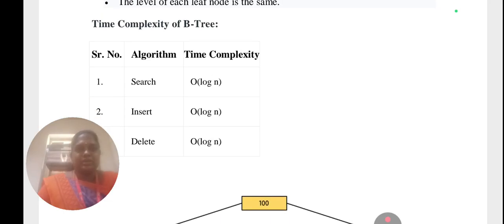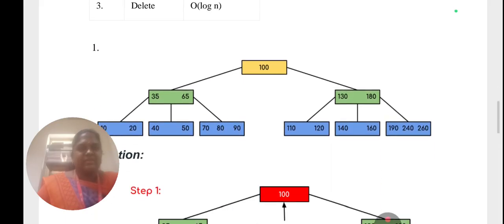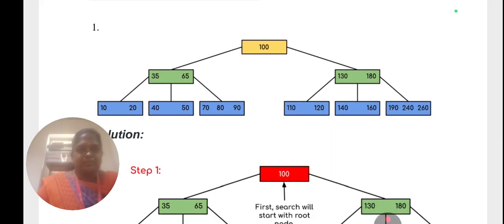We are having algorithms here: search, insertion, deletion. For search, insert, delete, all time complexity is big O of log n only. We are having an example here. They are having a tree here.